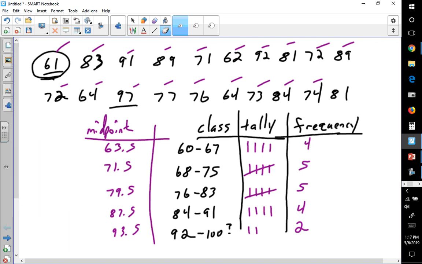Sometimes when we display our frequency distributions, instead of displaying the class boundaries or the limits for the class, we'll display the midpoints.